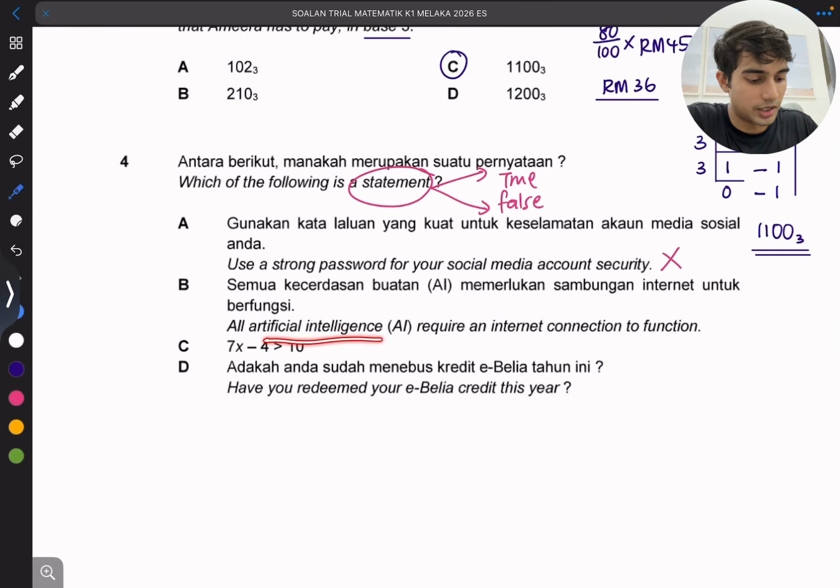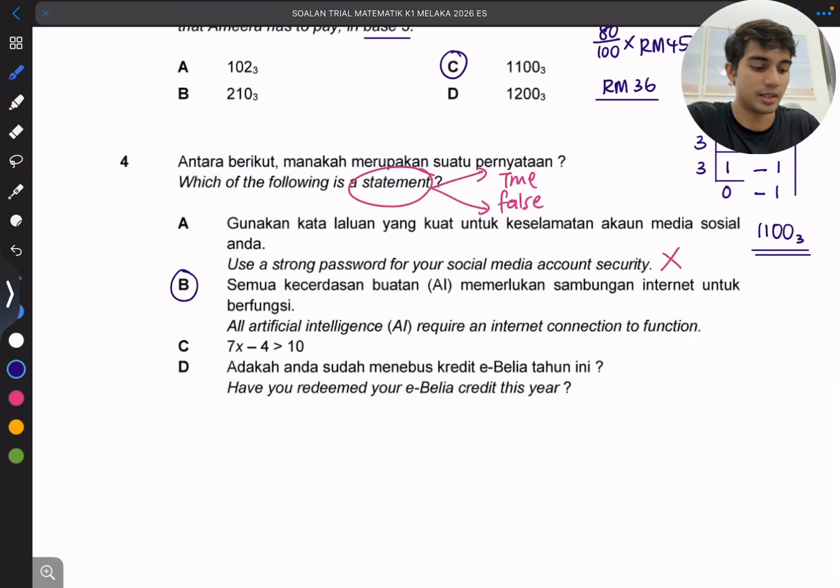All artificial intelligence require an internet connection to function. This can be true, can be false. Most probably it's true lah. So this is a statement. Even if it's false, it's still a statement.